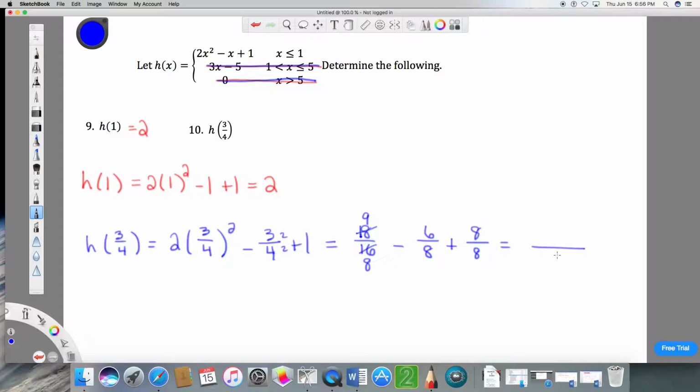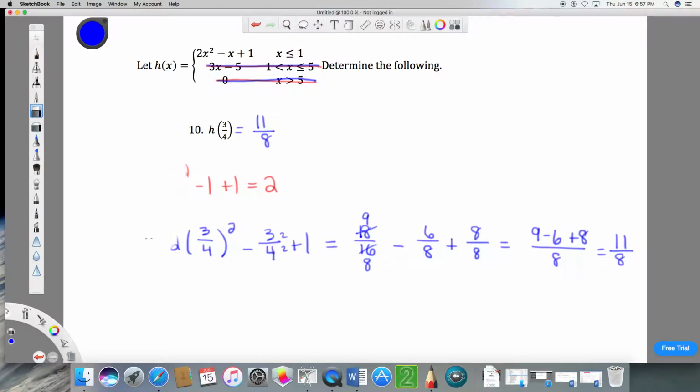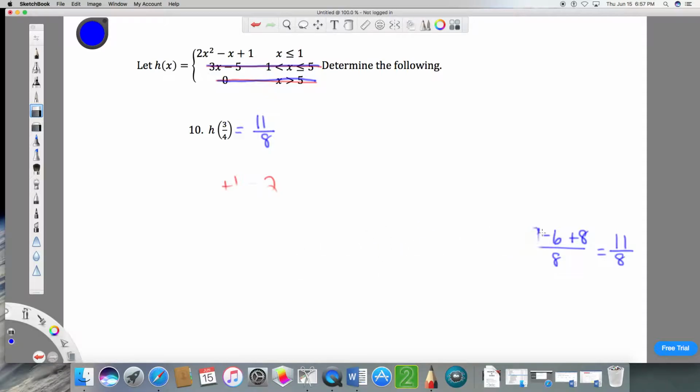So now I have a common denominator, and all I have to do are these operations from the numerator, 9 minus 6 plus 8. And 9 minus 6 is 3, and 3 plus 8 is 11. I'm going to leave my final answer as an improper fraction. So for number 10, I'm getting 11 divided by 8. Now, let me know. I can come in and edit these videos if I've done some type of arithmetic error, because I am the king of that.